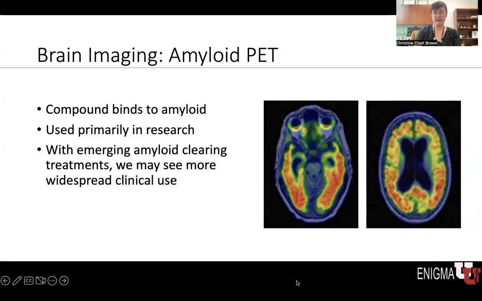So with an amyloid PET scan, instead of showing how the brain takes up glucose, we're using a special compound that binds to amyloid in the brain. And then we can see that on the brain imaging as these bright colors throughout the cortex. And if someone did not have amyloid where it doesn't belong, then we wouldn't see those bright colors.